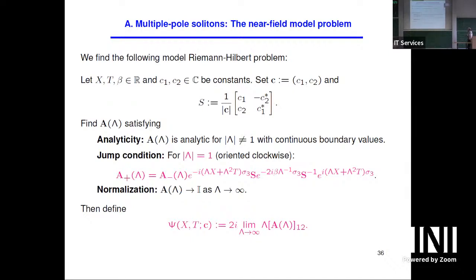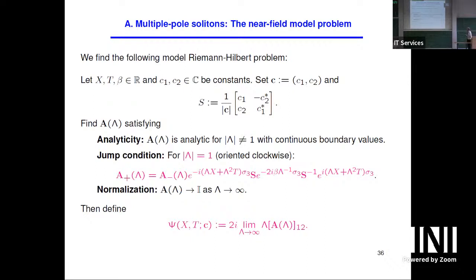The jump is just a circle, very nice, and the jump condition on the circle is fairly straightforward. You take this S matrix and conjugate this diagonal matrix, e to the 1 over lambda. Then there's a conjugation by a phase, so you can see the NLS phase there, lambda x plus lambda squared t. Before, we were using small lambda, and now we're using capital Lambda because we did a scaling.